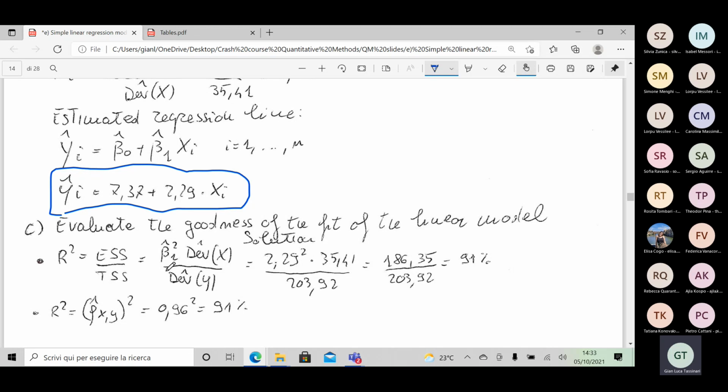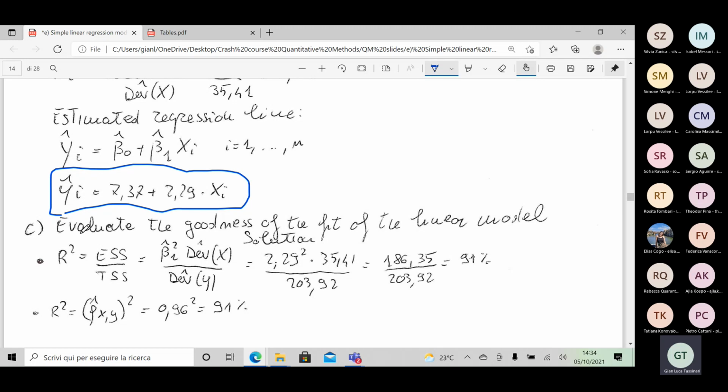Okay. And then the explained sum of squares, I showed you this morning, can be computed either as beta 1 hat square times the deviance of x, or alternatively and equivalently as beta 1 hat times the codeviance of x, y. So here, for example, I selected beta 1 square, deviance of x, deviance of y. We computed in point A both the sample deviance of x and the sample deviance of y, and here are their values.